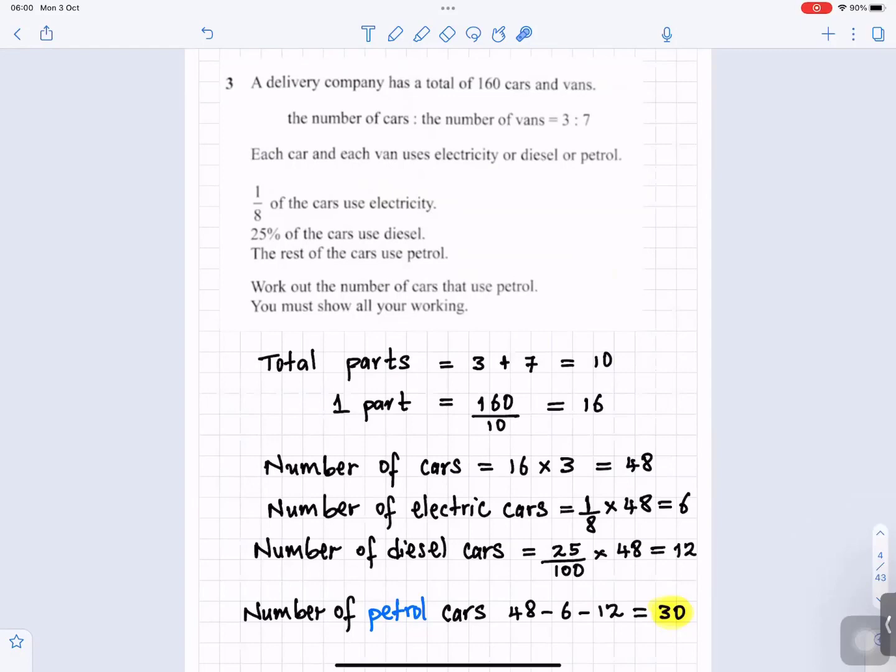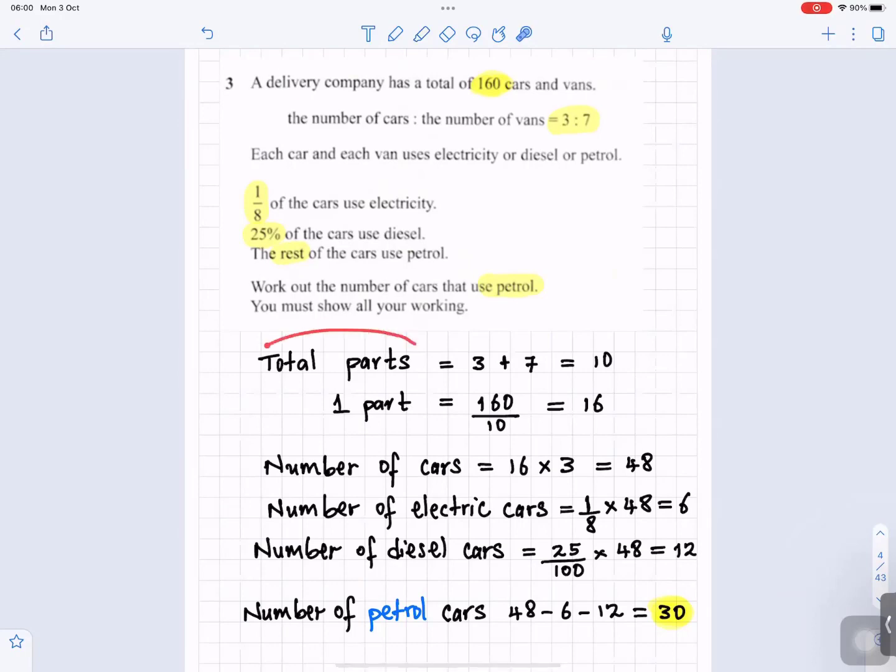Question number 3. A delivery company has a total of 160 cars and vans. The number of cars to the number of vans is 3:7. Each car and each van uses electricity or diesel or petrol. 1/8 of the cars use electricity. 25% of the cars use diesel. The rest use petrol. Work out the number of cars that use petrol. You must show all your working.